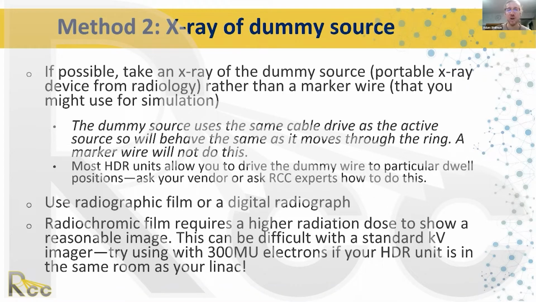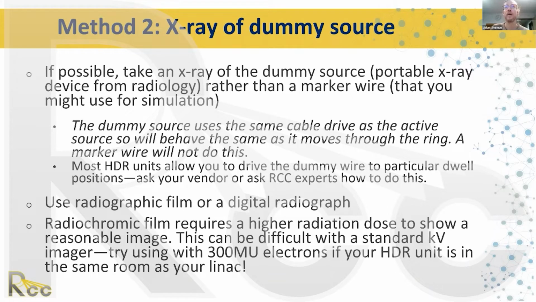Now, most HDR units allow you to drive the dummy wire to a particular dwell position. Ask your vendor or ask RCC experts how to do this. For example, I know how to do this in a Varian GammaMed iX system, and I know how to do it in a Nucletron microSelectron system. You can drive the dummy source to exact known distances in both systems. Most systems should allow you to do it, so ask your vendor or ask RCC if you don't know how. And then just borrow a portable X-ray, a C-arm, something like that from diagnostic imaging.